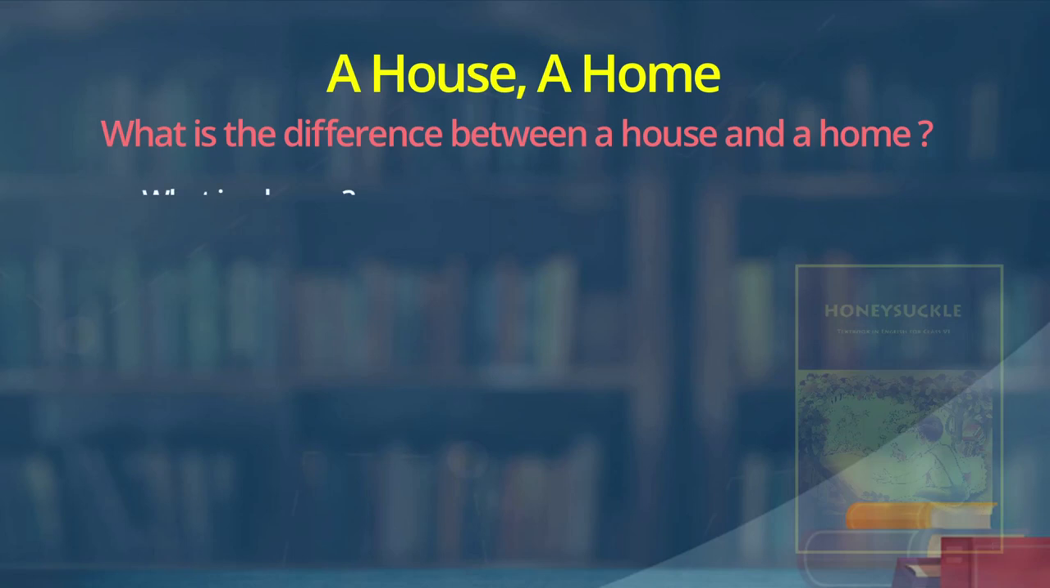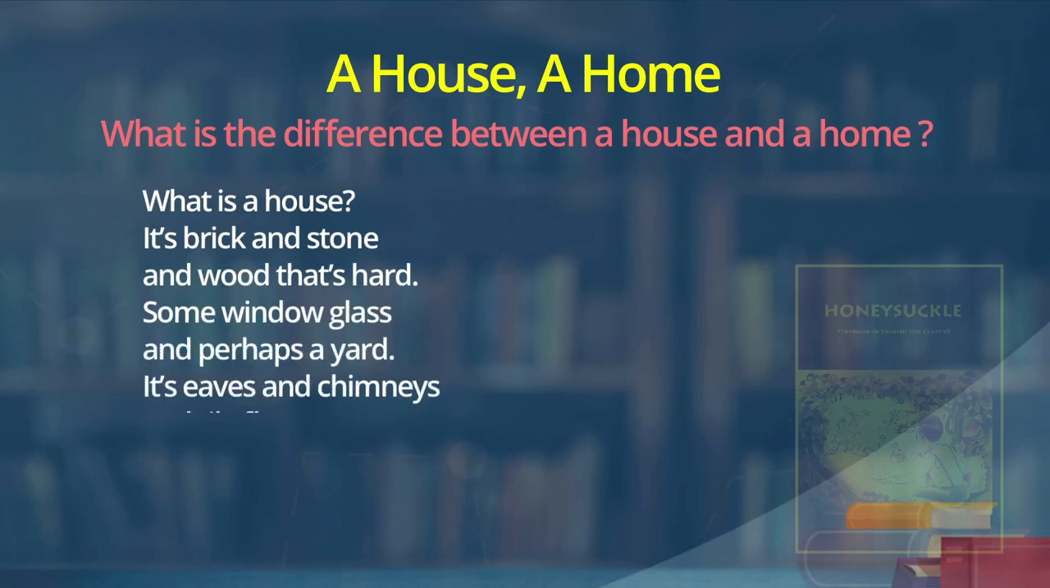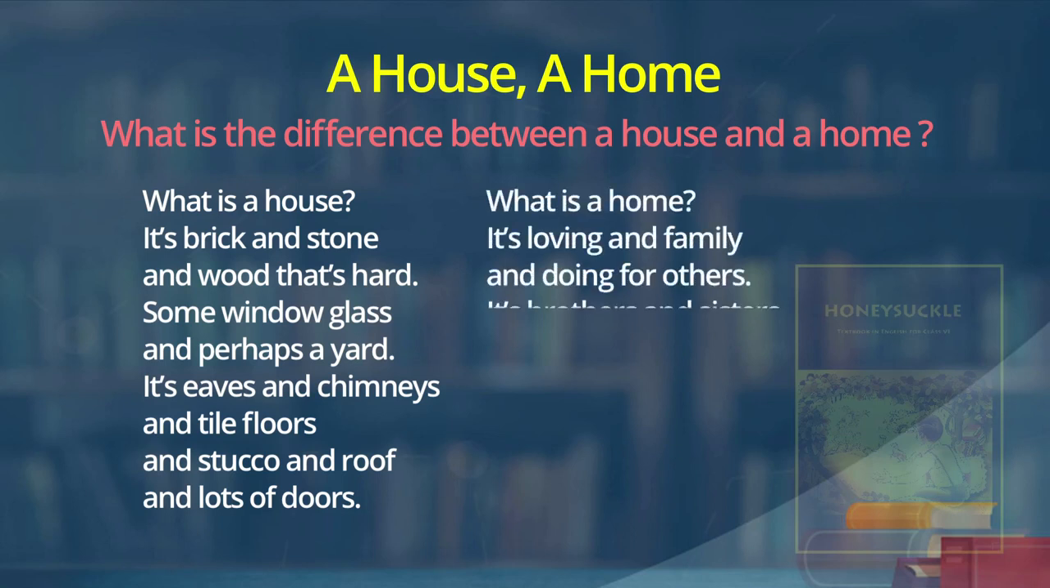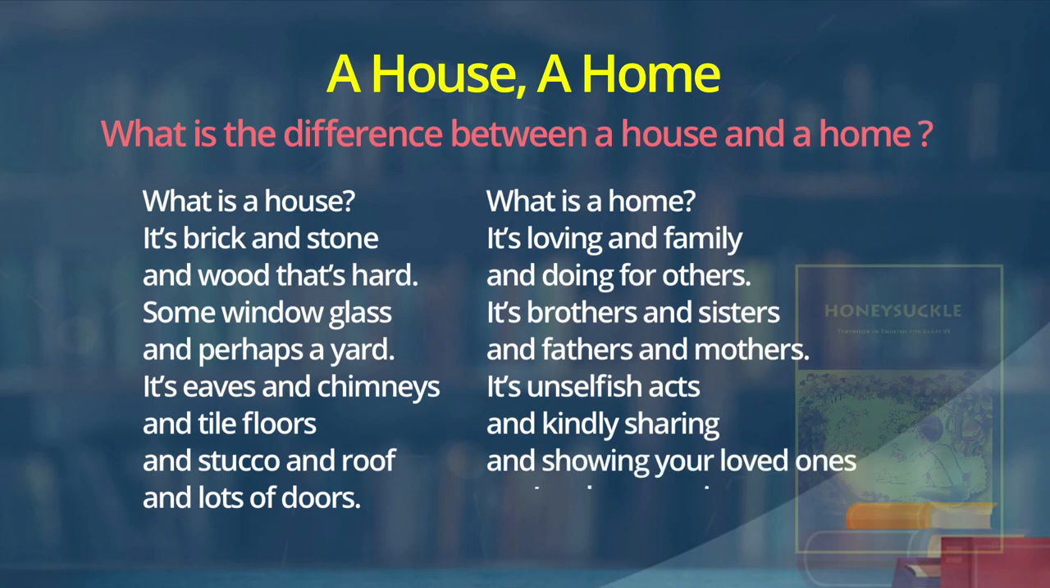A house, a home. What is a house? It's brick and stone and wood that's hard, some window glass and perhaps a yard. It's eaves and chimneys and tile floors and stucco and roof and lots of doors. What is a home? It's loving and family and doing for others. It's brothers and sisters and fathers and mothers. It's unselfish acts and kindly sharing and showing your loved ones you're always caring.